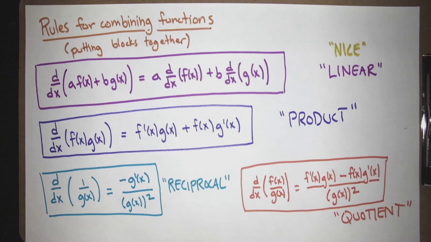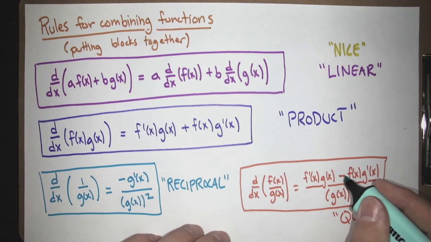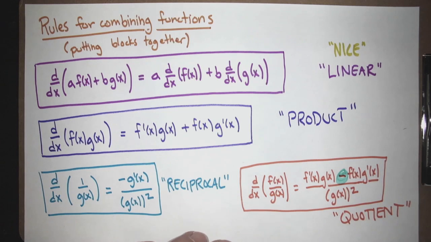Now, this one is a little bit tricky to remember. Not so much because of the downstairs, you just square the denominator. It's because there's a minus sign. And you gotta be very careful here because if you put the wrong sign in, you'll be off in your final answer. So you have to find a way to remember it.